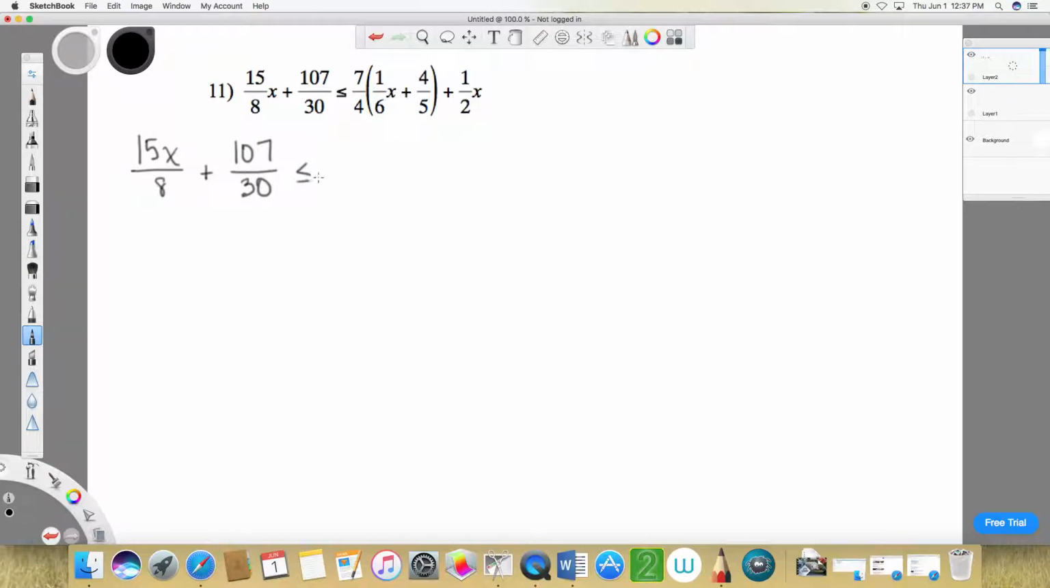And I've got less than or equal to. I want to distribute this 7/4 to both terms. So when I multiply it times this 1/6, 7 times 1 is 7, 4 times 6 is 24. Put the x here in the numerator, plus, when I distribute to the second term, 7 times 4 is 28, 4 times 5 is 20, and then I've got plus half of x, or x divided by 2.